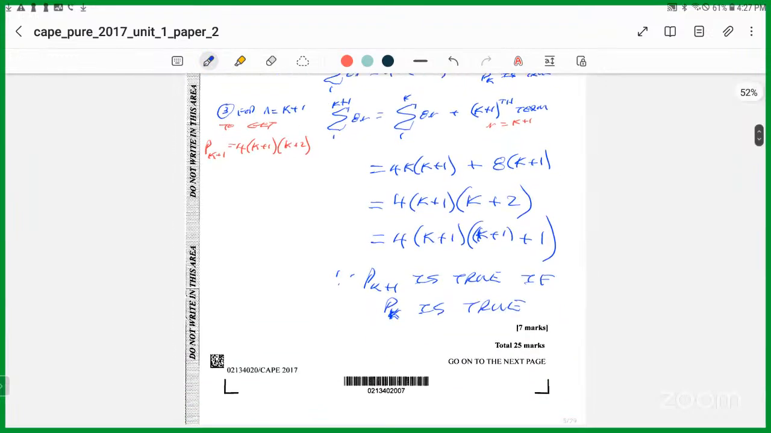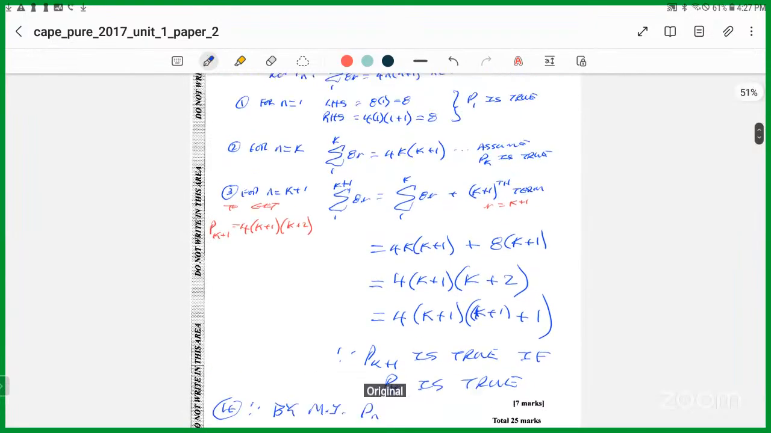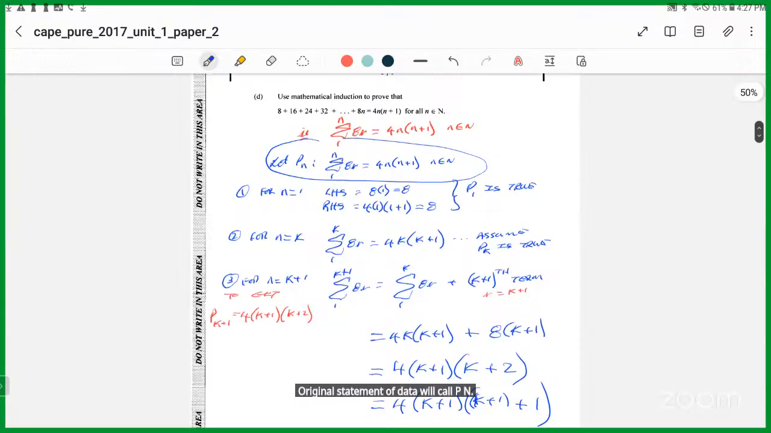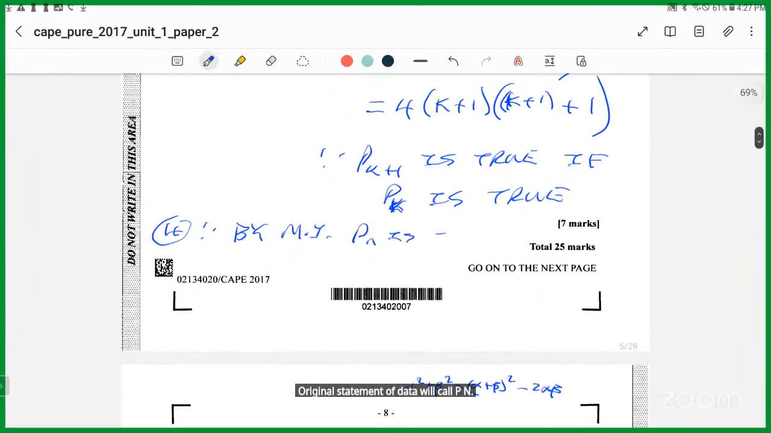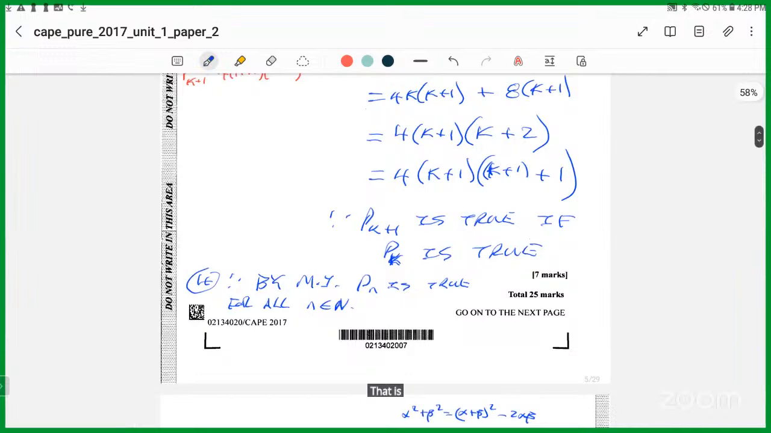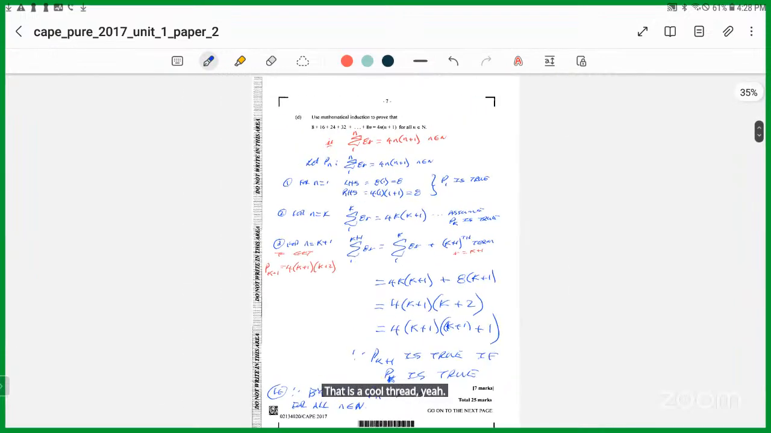And step 4, now you write a conclusion. Therefore, by mathematical induction, the original statement that we call Pn is true for all n which are natural numbers. And that is a proof right there. Proof by induction. Nice and easy.